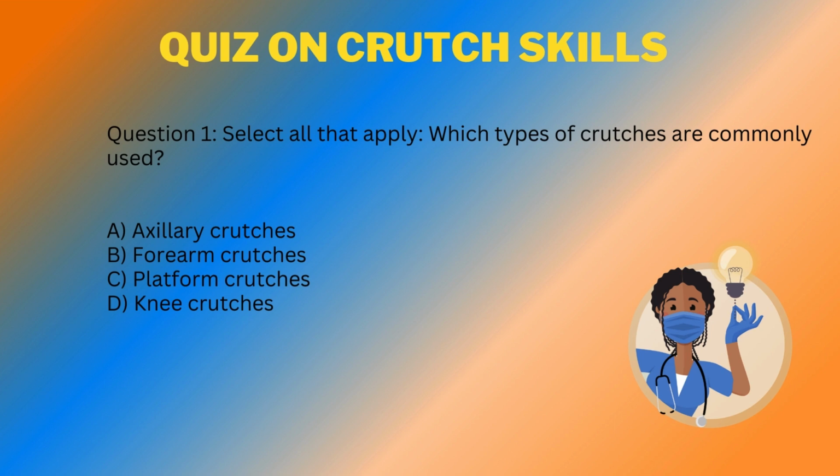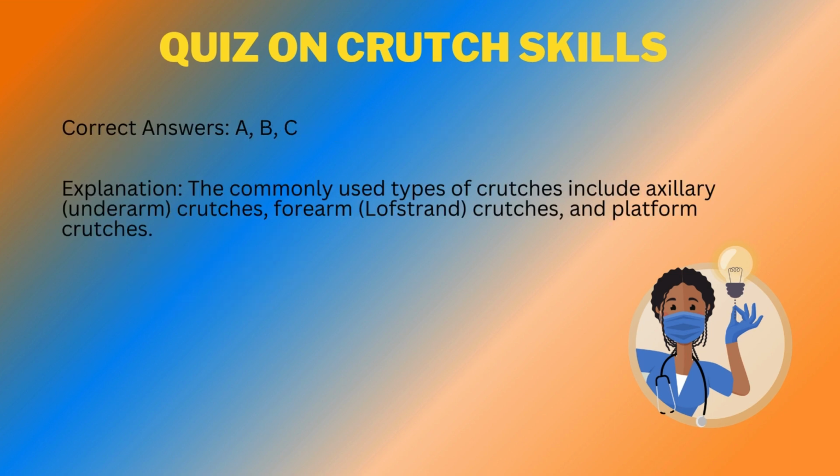Question 1. Select all that apply. Which types of crutches are commonly used? A. Axillary crutches. B. Forearm crutches. C. Platform crutches. D. Knee crutches. Correct answers: A, B, C.